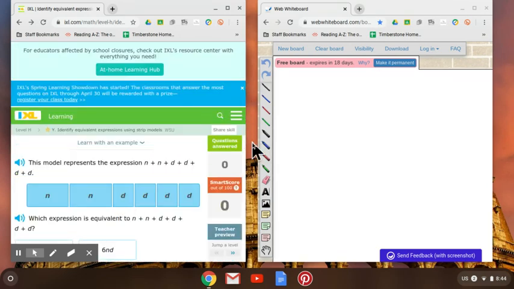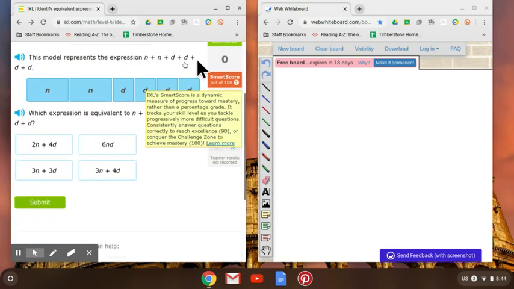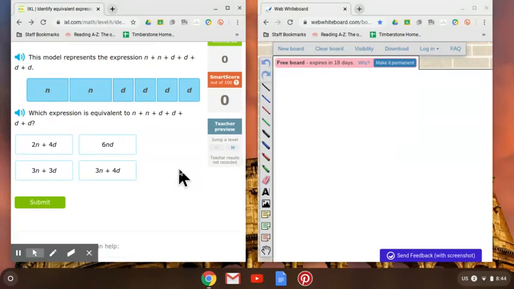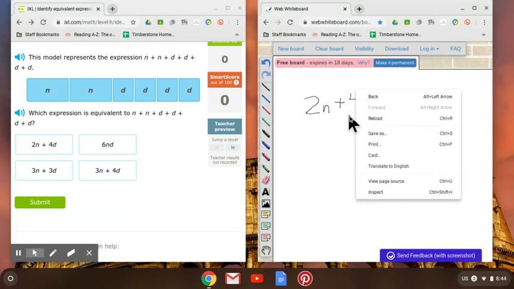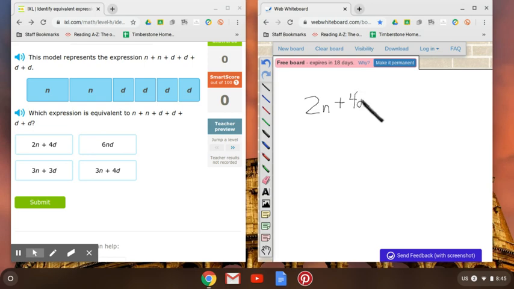Okay, so this model here, let's see, I'm going to try to move down here a little bit. This model represents n plus n plus d plus d plus d plus d. So notice right here we have two n's, and if I move over here, I'm going to have 2n, right, because I have two of these here, plus 4d. Okay, so when I do that here, this is telling me I have 2 n's and 4 d's, which is here. And when I move over here, that is one of my choices.